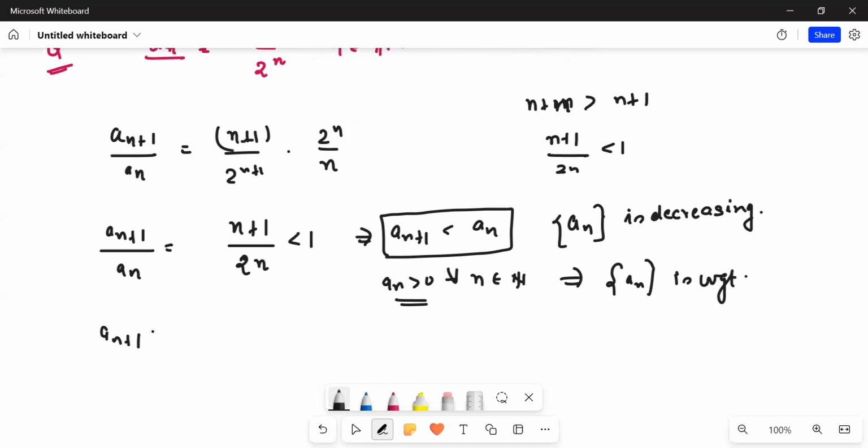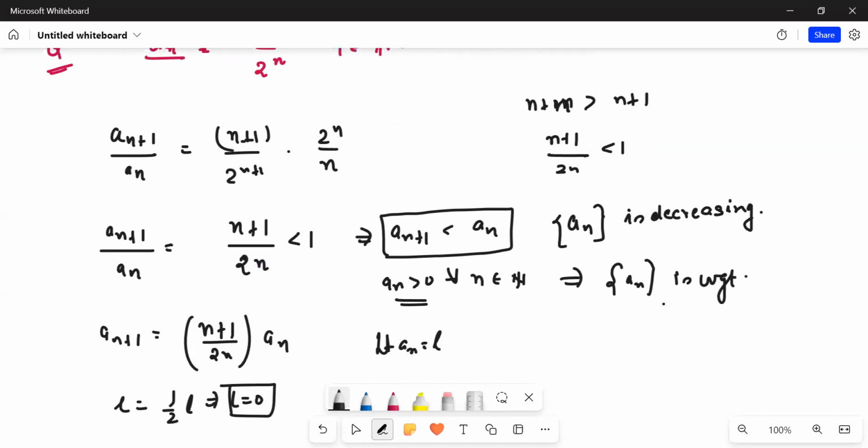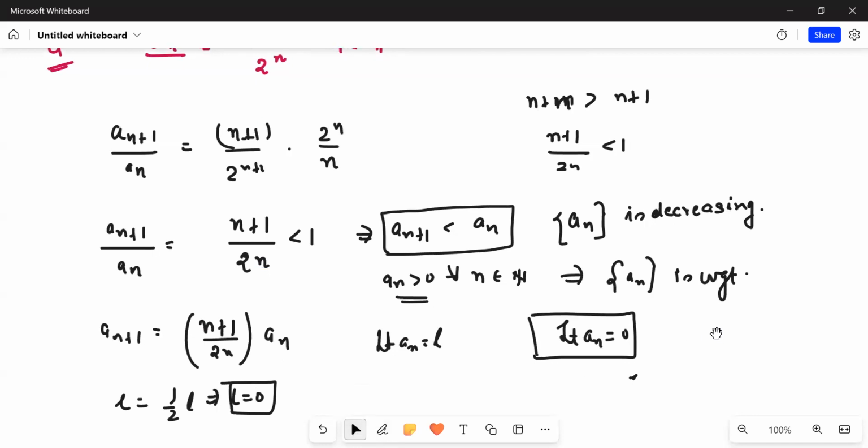So your a(n plus 1) is equal to (n plus 1) divided by 2n times a(n). And you take the limit of a(n). Let's say the limit of a(n) is L. So L is equal to 1 upon 2 times L. It implies L equals 0. So clearly, the limit of a(n) would be equal to 0. Is that clear?